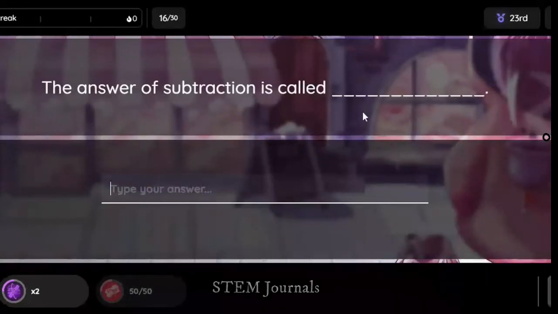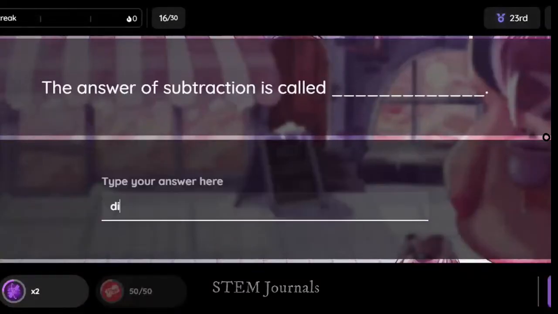The answer of subtraction is called, sabi nga kanina, difference.